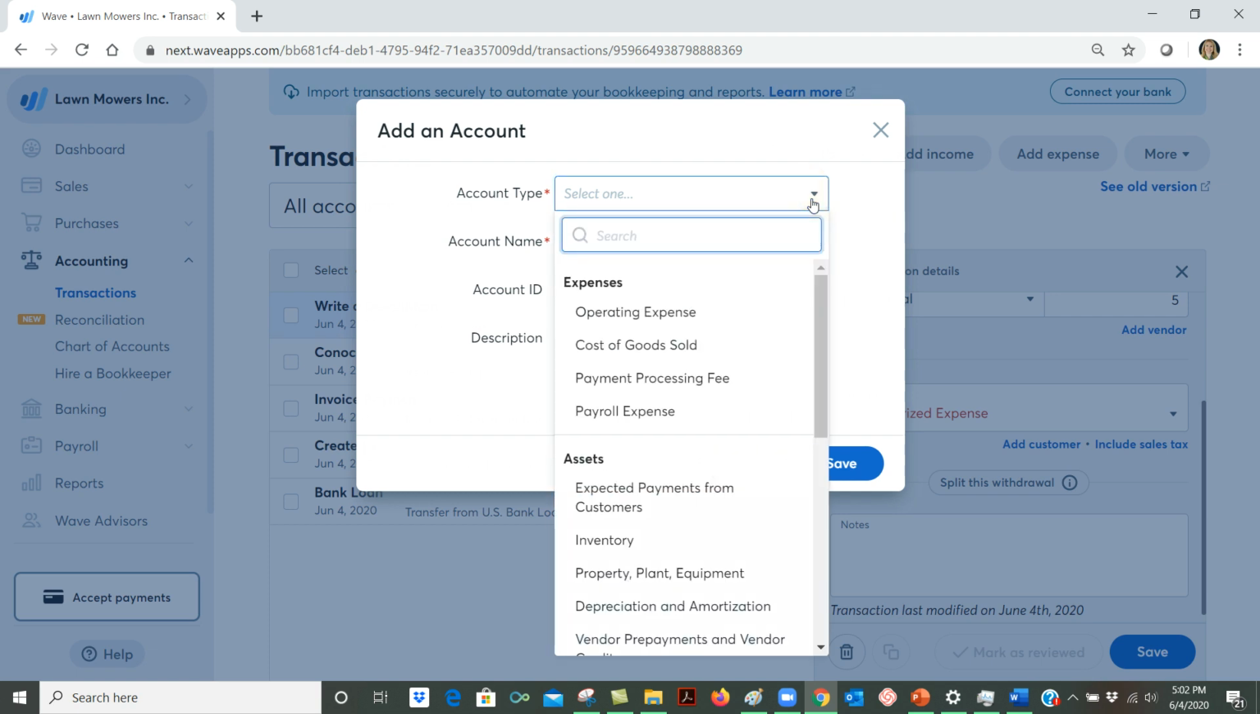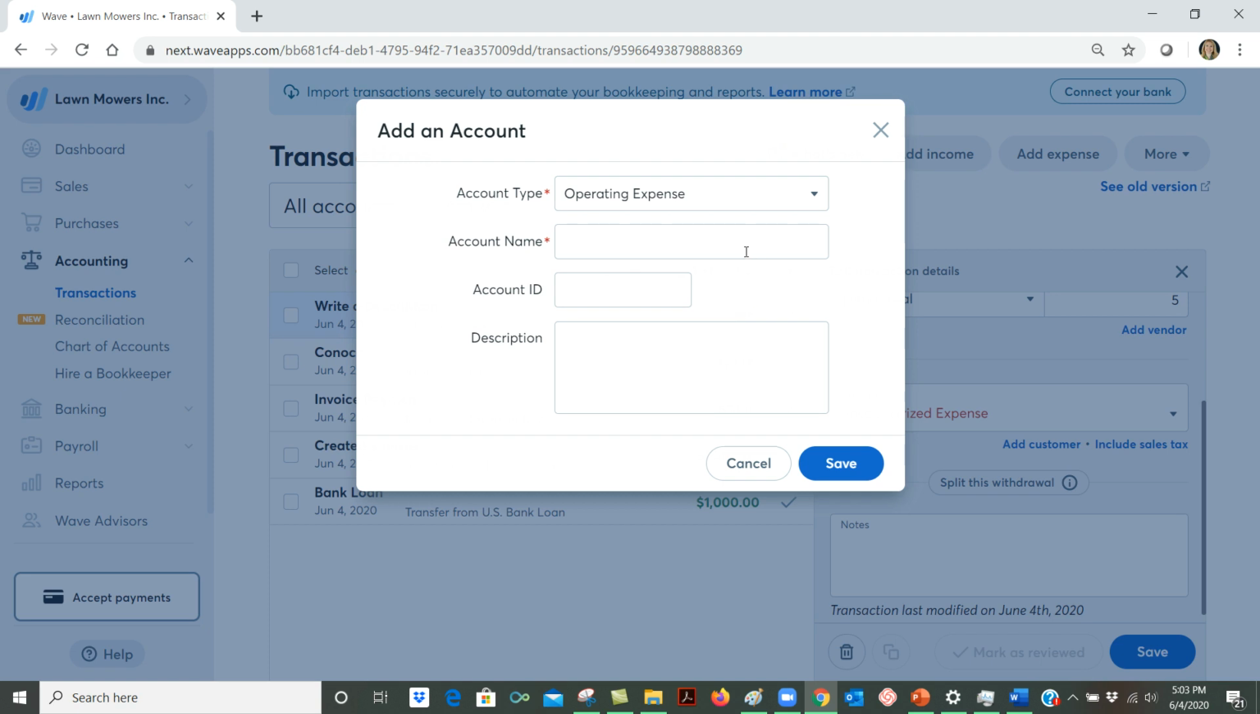And for the account type, I have to be sure to choose one of these options under expenses. Cost of goods sold is not correct. That's for the cost of goods or products that a business sells. I'm not selling the oil. I'm buying the oil and using it to run my lawnmower. So this is actually an operating expense.